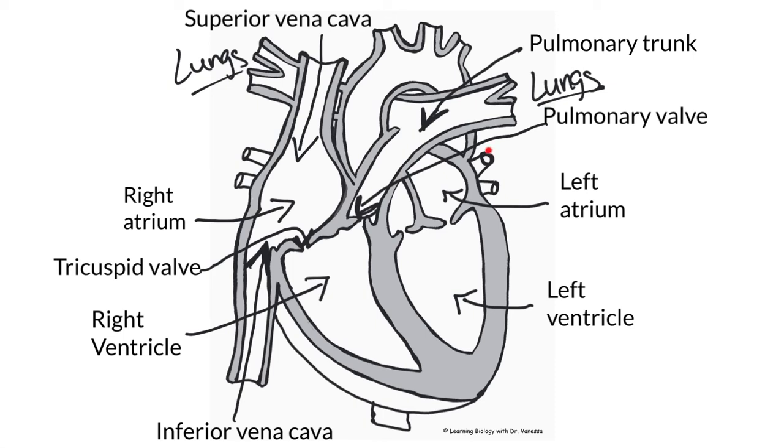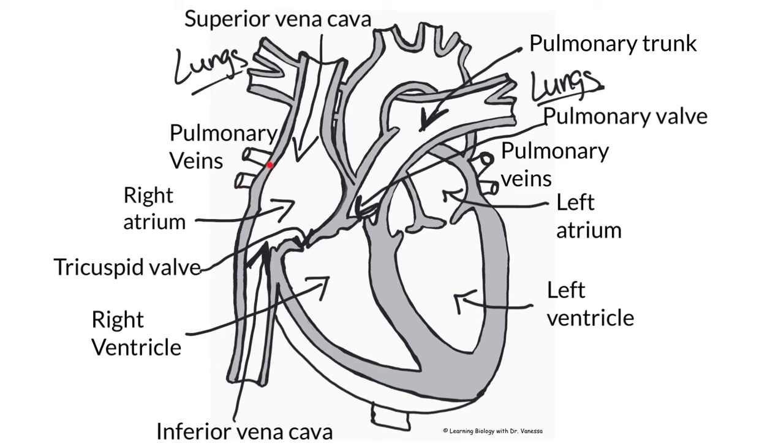And so we call these pulmonary veins. So these are the pulmonary veins. Now blood is coming back from the lungs and into the pulmonary veins. Do you remember where it's going to go next? If you guessed left atrium, you are correct.